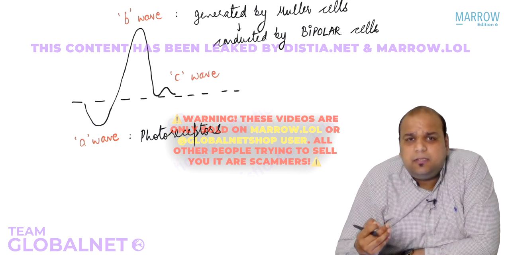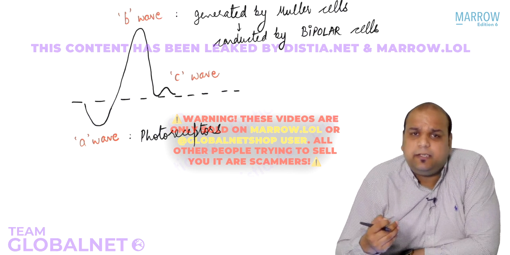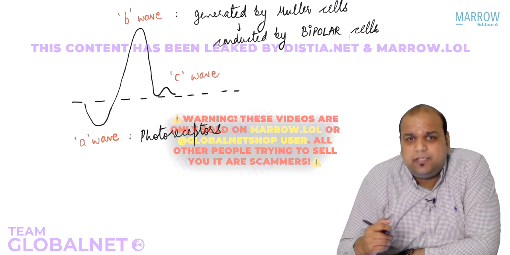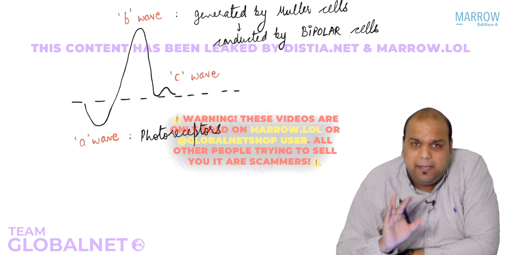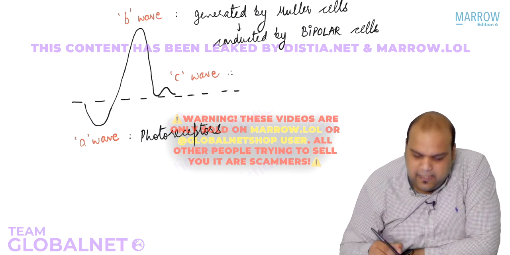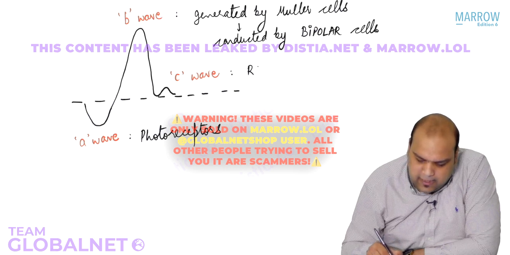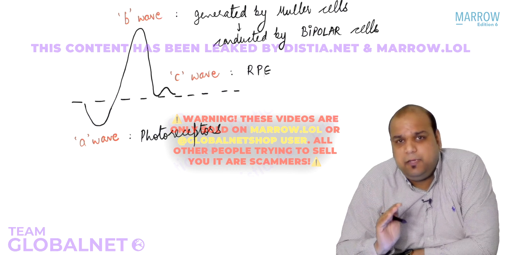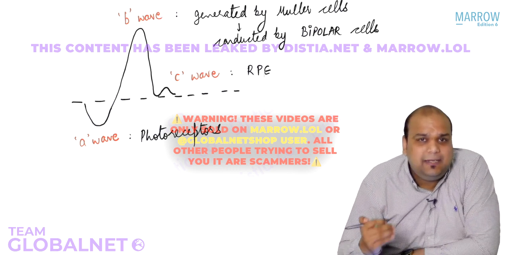Some books write only that the B wave is generated by bipolar cells. That is correct to a degree, but if you want to go into detail, they are actually generated by Muller cells, only conducted by bipolar cells. The C wave is a late positive wave due to the metabolism occurring in the retinal pigment epithelial cells. Okay, everybody? So the A wave, B wave, C wave, and their respective cells and layers.